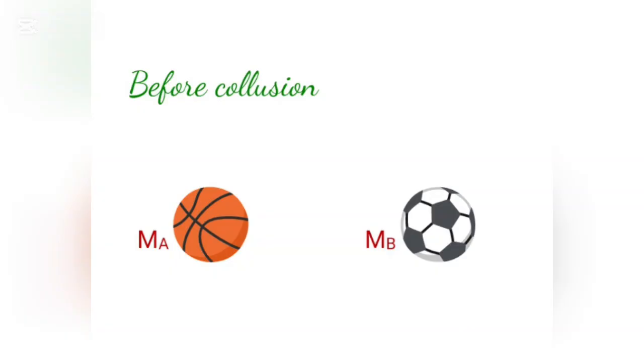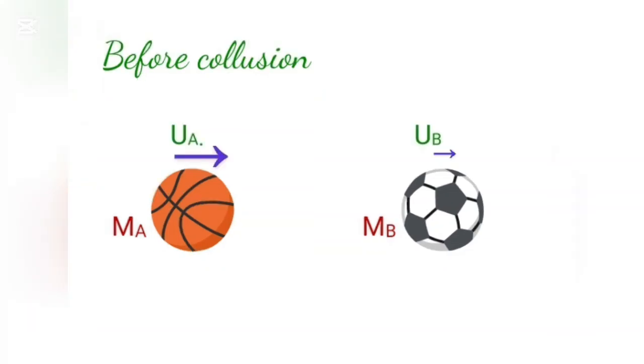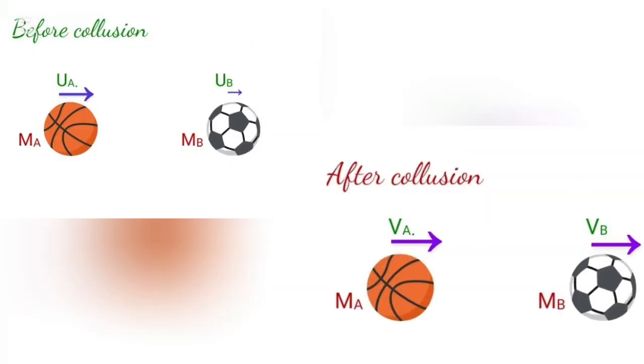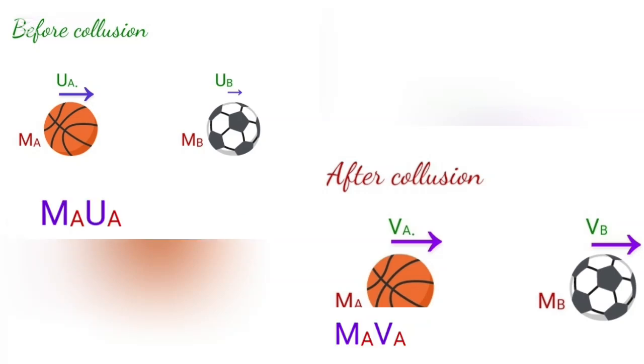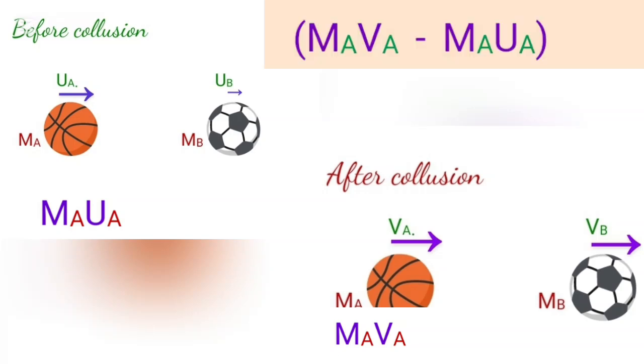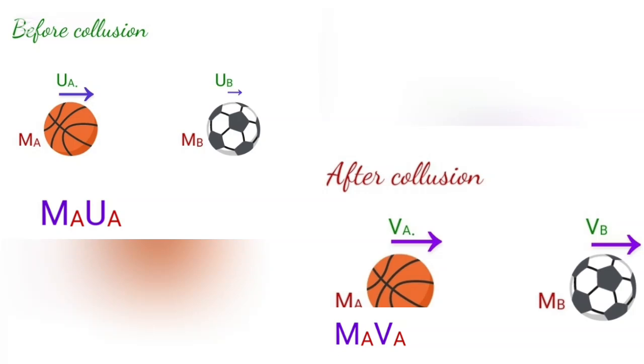Their masses are ma and mb for A and B respectively. Their velocities before collision are ua and ub for A and B respectively. Their final velocities after collision are va and vb. Momentum of ball A before collision is maua and after collision is mava. As a result of the collision, the change of momentum of A is mava minus maua, while that of B is mbvb minus mbub.